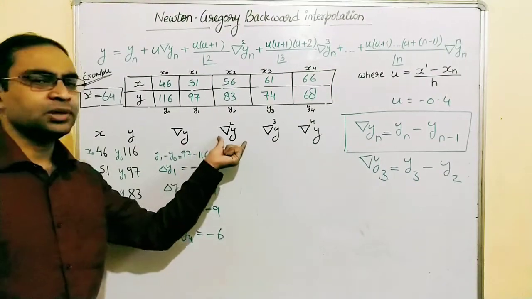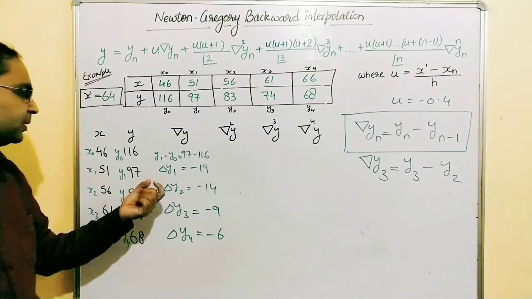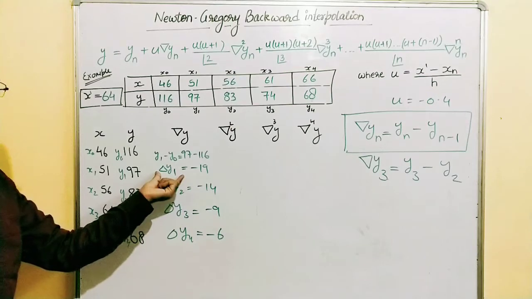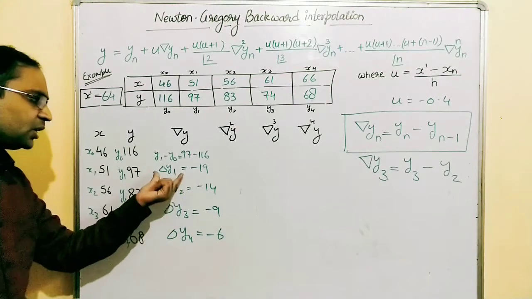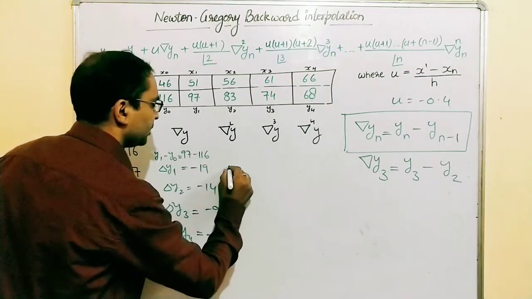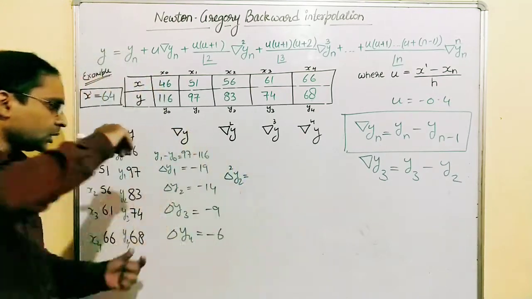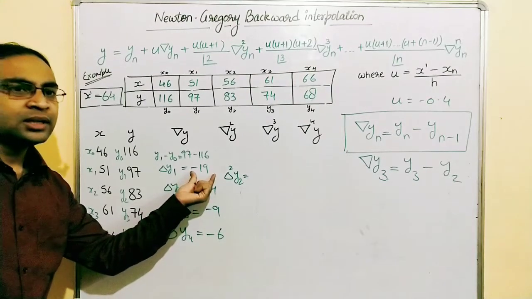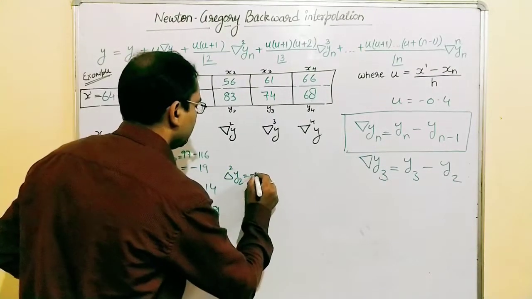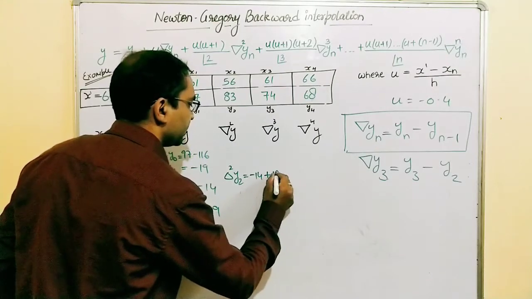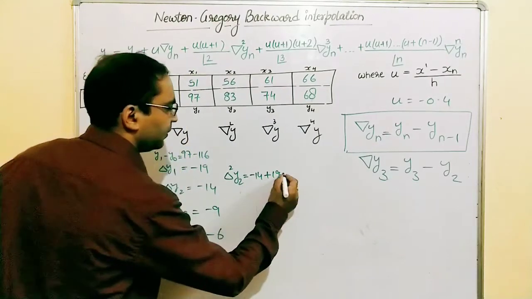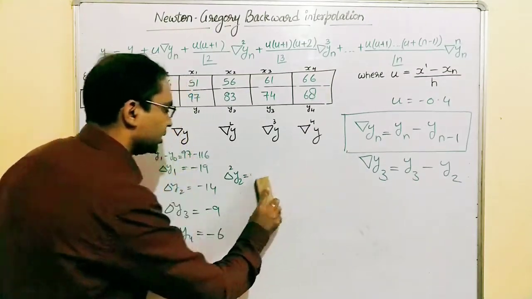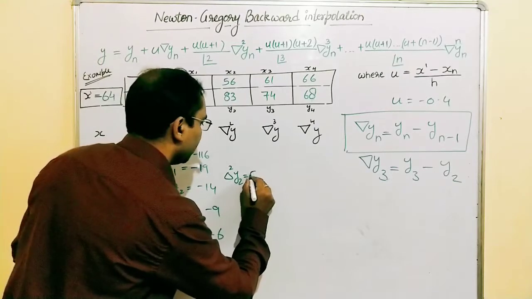Now let's construct this del 2y. Again, this del 2y will be the current minus previous. So del y2 minus del y1. This is del 2 y2. So minus 14 minus minus 19. So this is minus 14, minus and minus, this is plus. So we have 5, right? Let me erase this and just write 5. So this is 5.